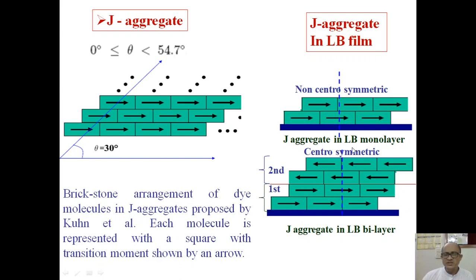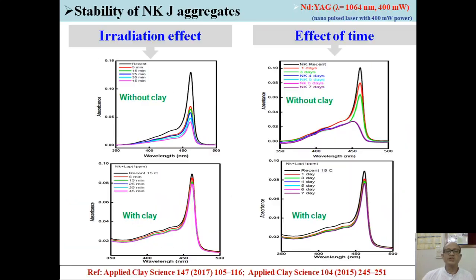If you just draw a center here, you can see in both sides it's not symmetric. But if it is two layer, then you can see it's symmetric. This one similar, this one. So it's symmetric. So monolayer or single layer in J aggregate in LB film is non-symmetric, and you can have this nonlinear phenomena. And here we studied this.